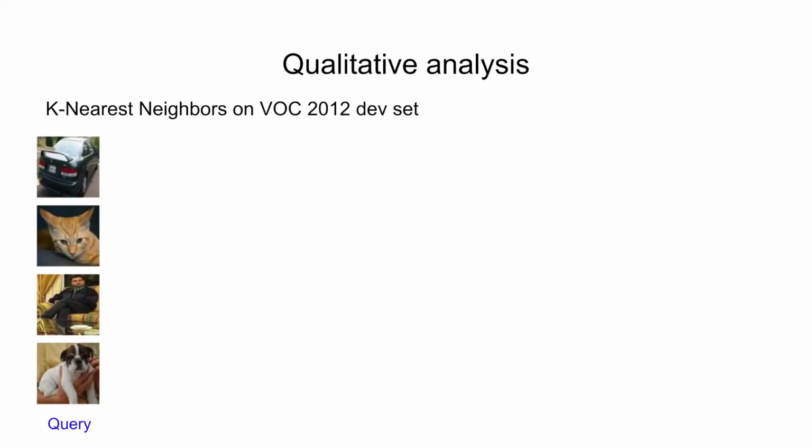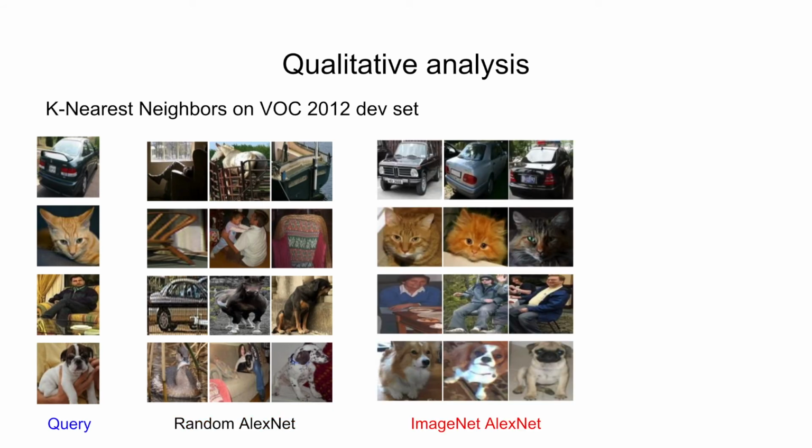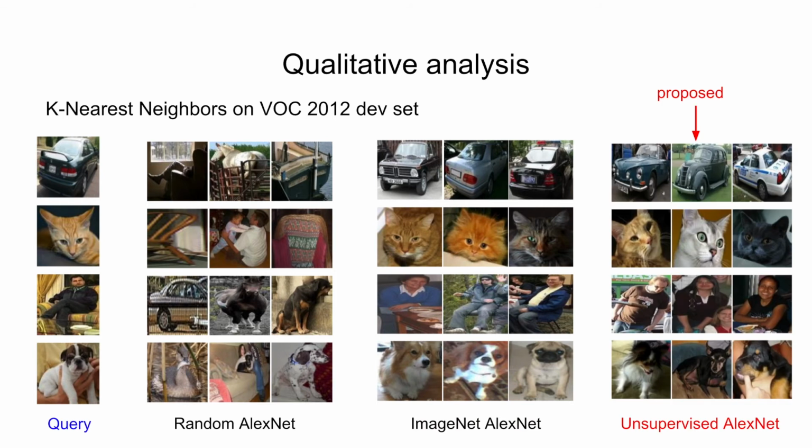Therefore, they used the VOC 2012 validation set as the set of queries, and for each query they retrieved the top k neighbors from a random AlexNet, an AlexNet trained in a supervised way using ImageNet, and finally their unsupervised approach. The results clearly showed that the proposed model learned good visual representations when compared to a random parameter CNN, while at the same time the results are surprisingly competitive to the ImageNet CNN, which is already learned on semantics.